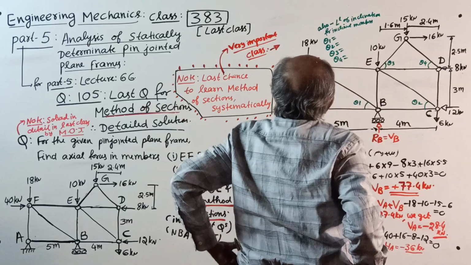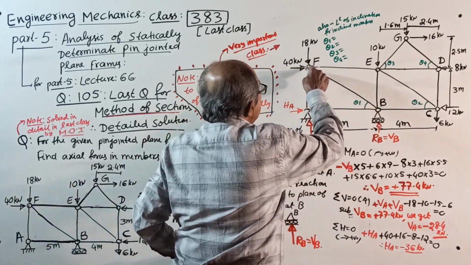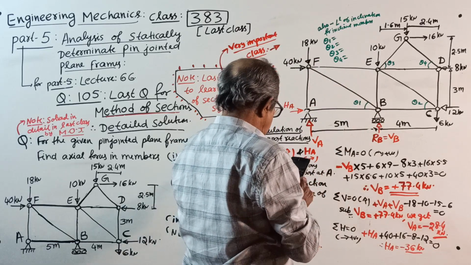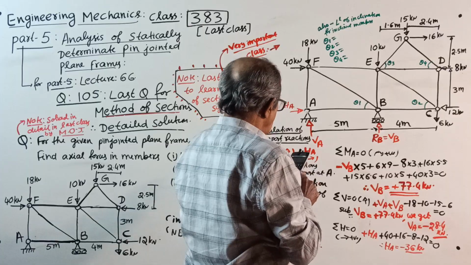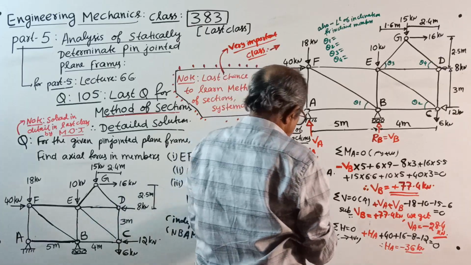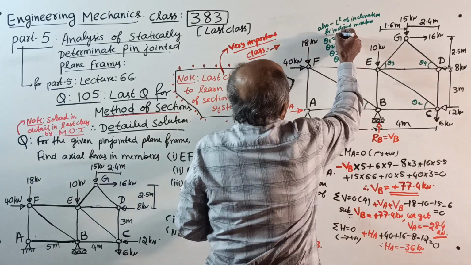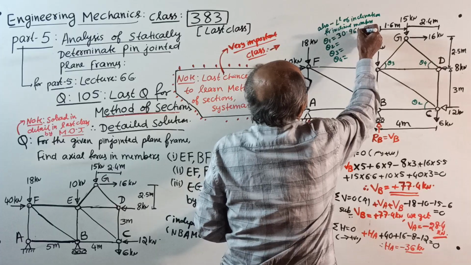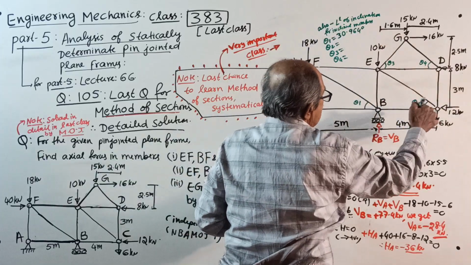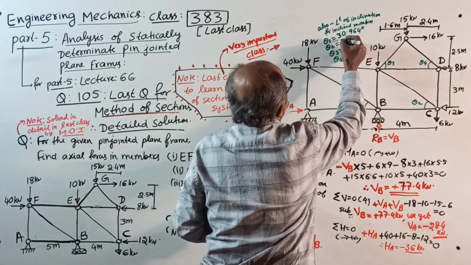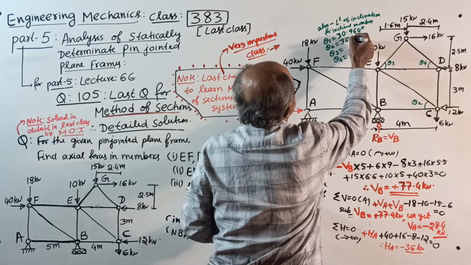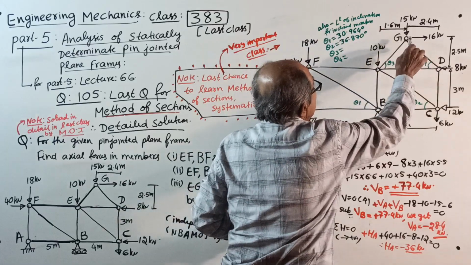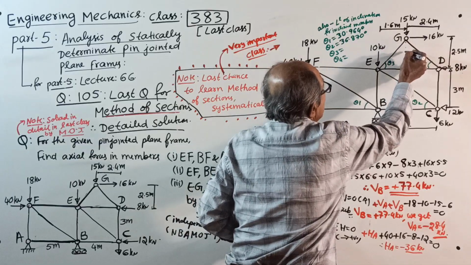You should get it. Tan theta 1 is 3 divided by 5; shift tan inverse answer: 30.964 degrees. Tan theta 2 equal to 3 divided by 4: 36.870 degrees.